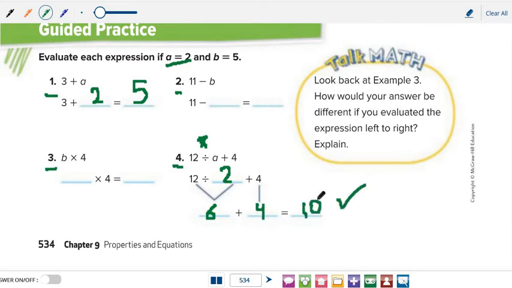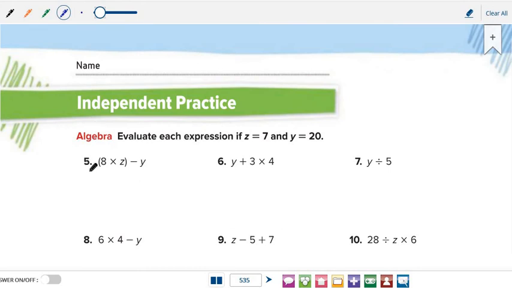Great job, grade 3. Let's solve equation number 5. We have parentheses here. 8 times z between the parentheses minus y. We have two variables. Let's replace them. Now 8 times z equals 7 minus 20.